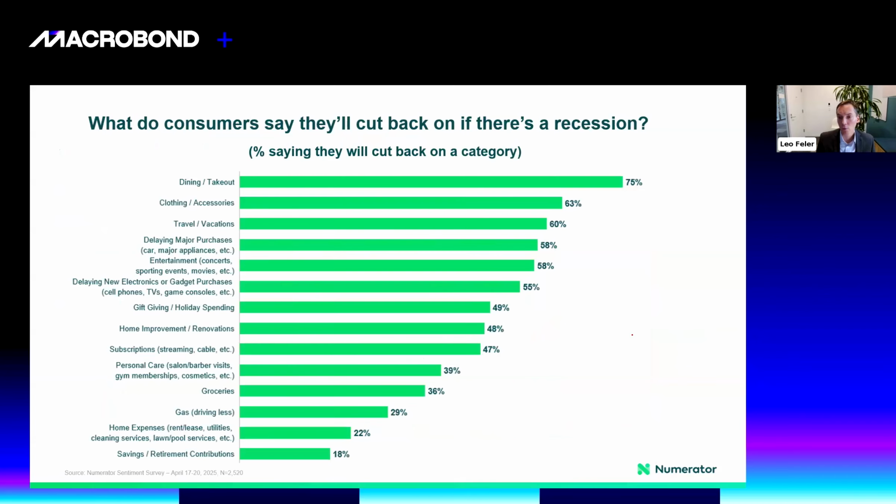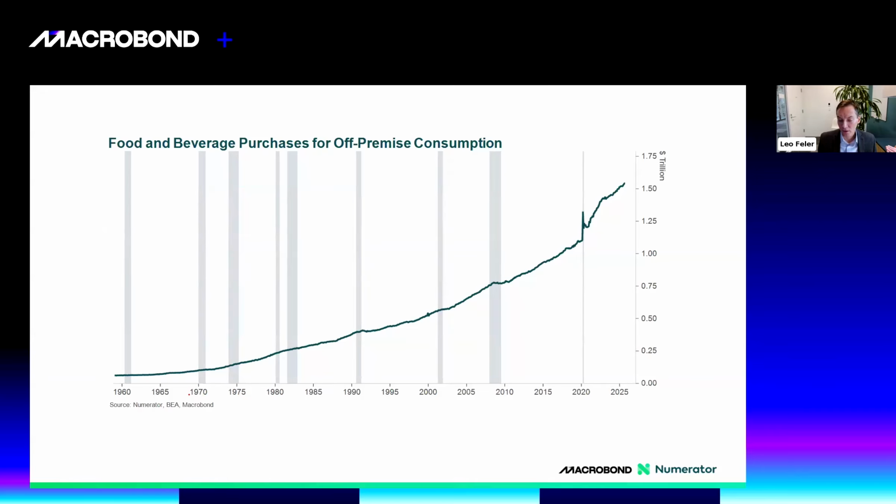When we ask consumers, what will you cut back on? Most of it's things that are more discretionary, like dining and takeout, clothing, accessories, travel, vacations. It tends not to be things like groceries, right? Like necessities. And so in my last couple of slides, let me just mention that things like groceries are incredibly resilient, right? This is food and beverage purchases for off-premise consumption.